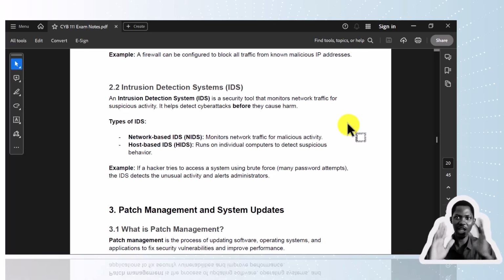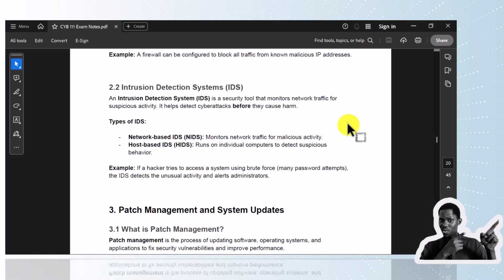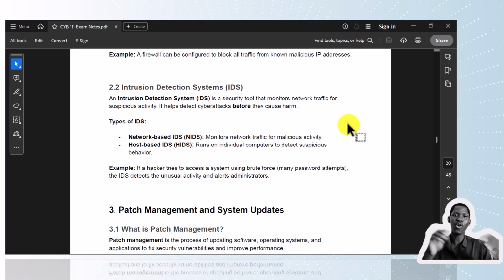Maybe after like 10 passwords, you say, this is an unusual activity. This particular IP address is sending 10 password attempts. It will block it. IDS will do what? IDS will suspect it and alert the administrator that this particular IP address is trying to do this thing. So the administrator will now come and be the one to actively do something, maybe block the person, all of that.